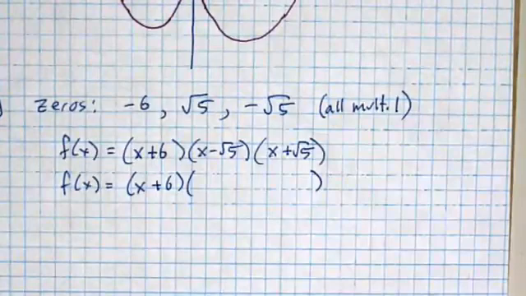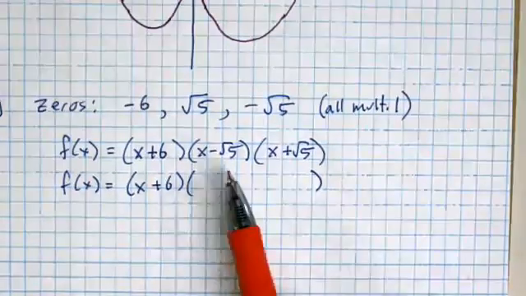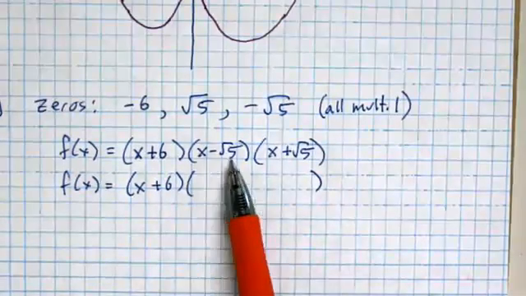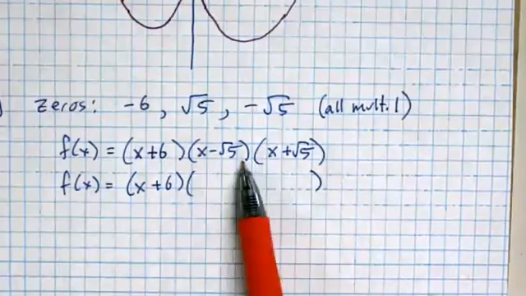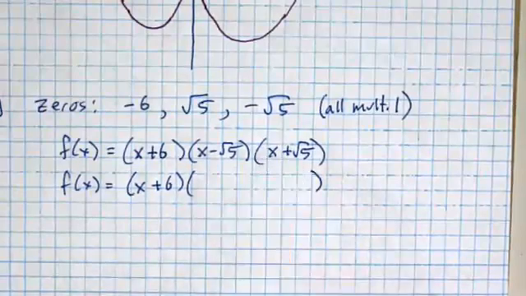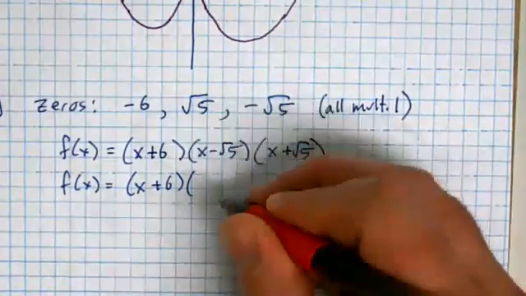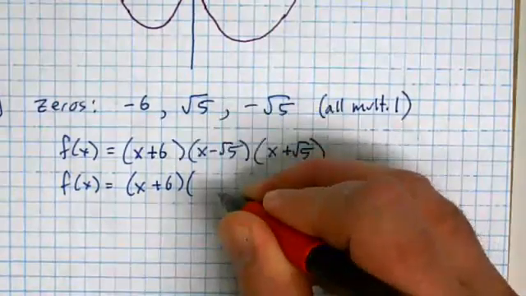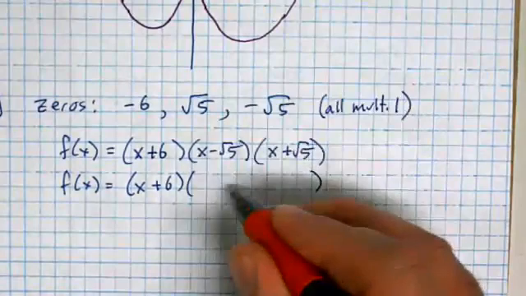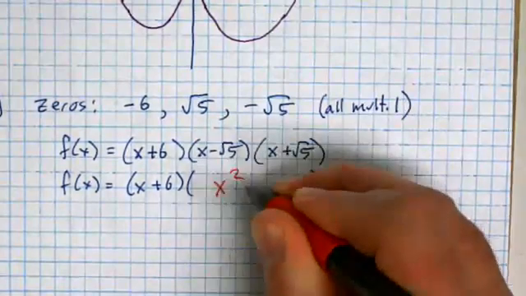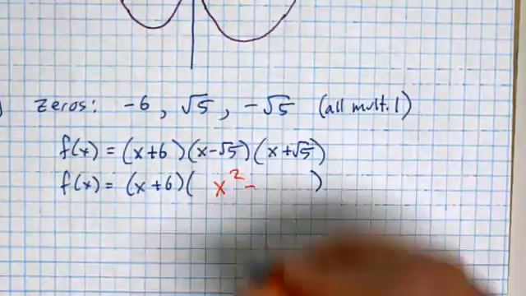Does anybody know the shortcut for this? Do you know that? Oh, good for you. A couple of you know the shortcut for multiplying 2 binomials where the only difference is one's a plus and one's a minus. You know that shortcut? Think about difference of squares when you're factoring a difference of squares. Conjugates, yes. So if I look at this, I'd say that's x squared minus 5.